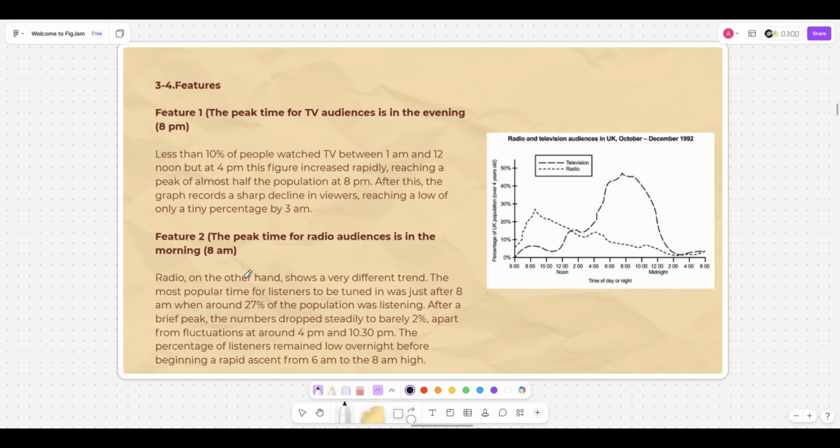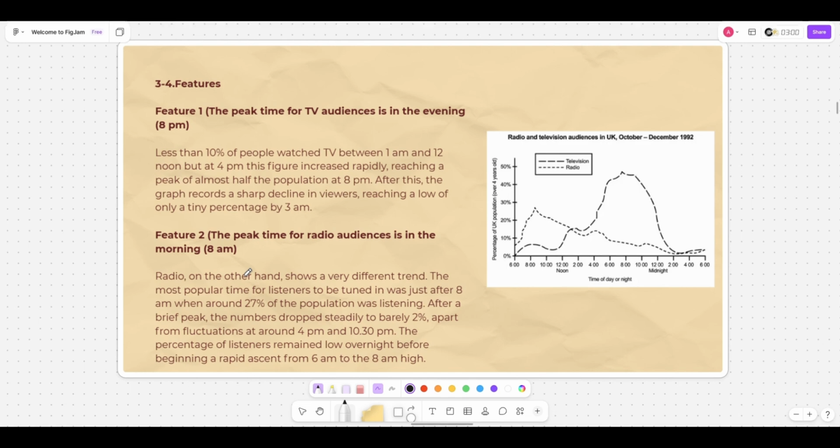For the feature 2, which is about radio audiences, radio, on the other hand, shows a very different trend. The most popular time for listeners to be tuned in was just after 8 a.m. when around 27% of the population was listening. After a brief peak, the numbers dropped steadily to barely 2%, apart from fluctuations at around 4 a.m. and 10:30 p.m. The percentage of listeners remained low overnight before beginning a rapid ascent from 6 a.m. to the 8 a.m. high. Notice how we're comparing the 2 lines and using language like on the other hand and a very different trend. That's exactly what the examiner wants to see.